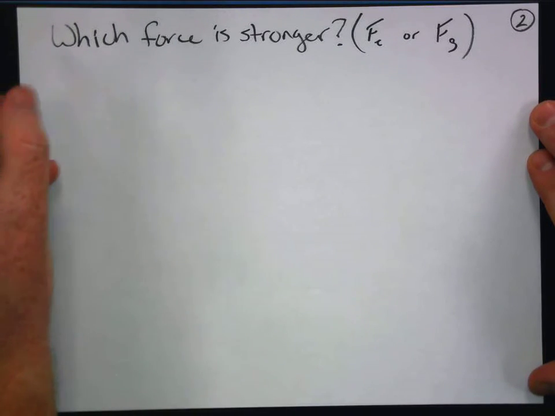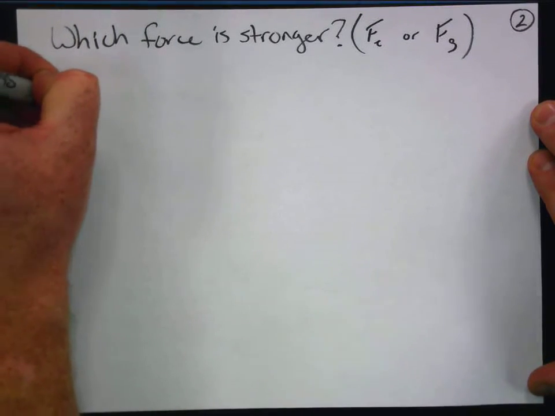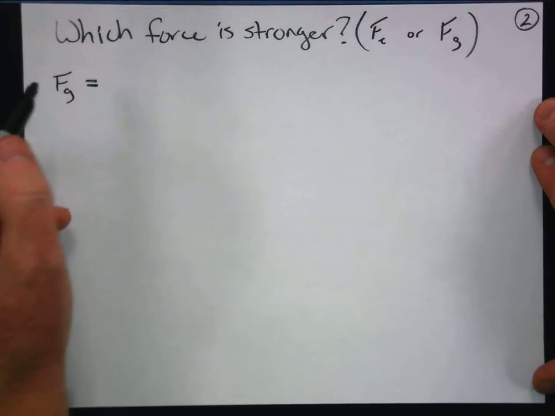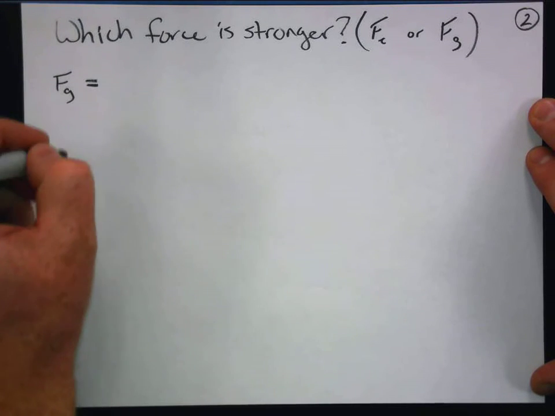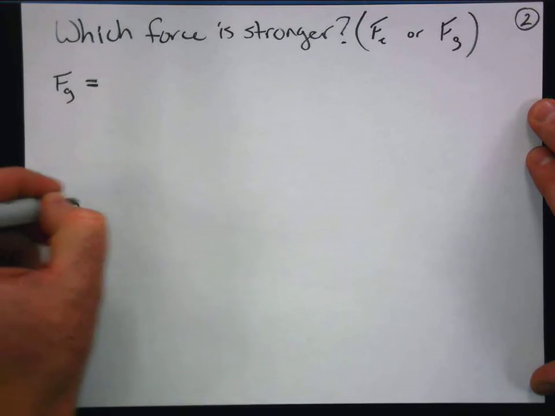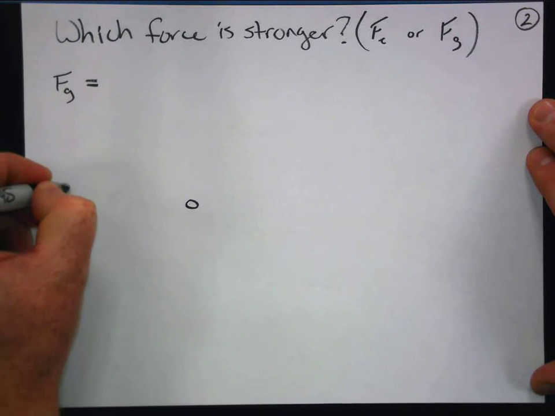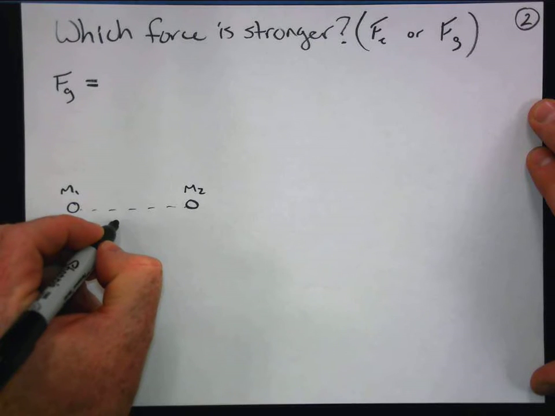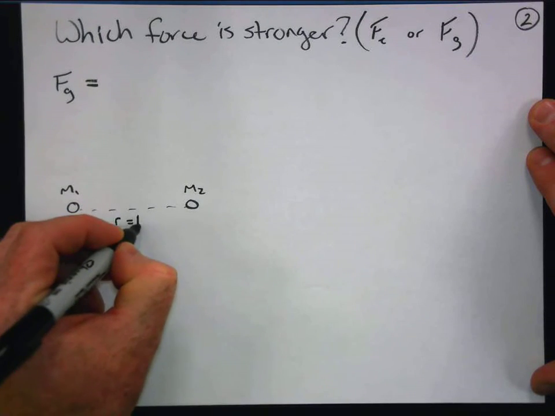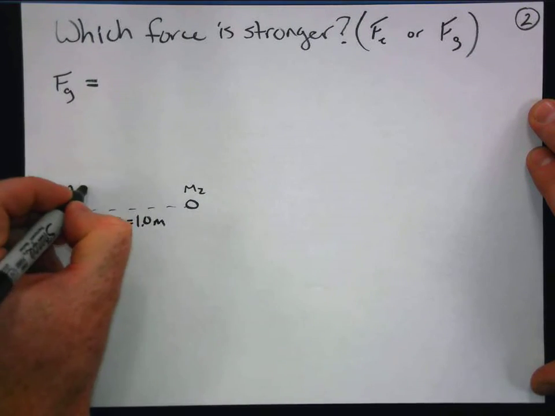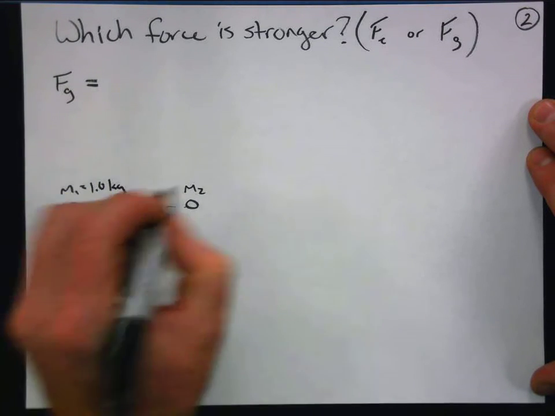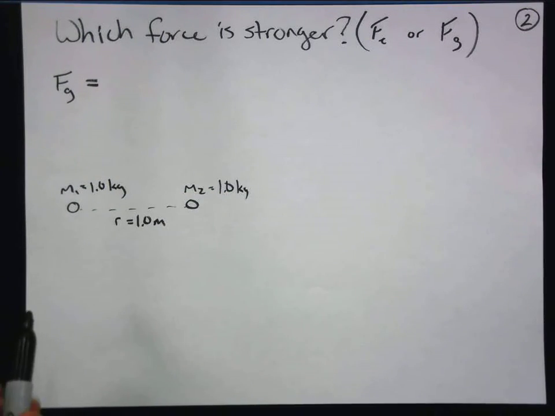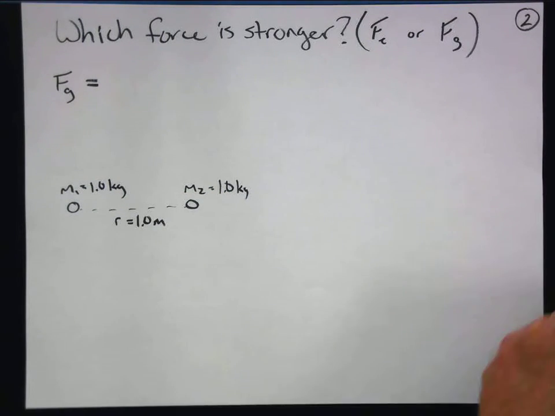So first, let's do the gravitational force between two masses. Each mass is 1 kilogram, and they're separated by 1 meter. So how do we work this out? I could show this by saying there's a mass there, M1, M2. The distance between them, r, is 1 meter. M1 is 1 kilogram. M2 is 1 kilogram. And we're going to look at the gravitational force that exists between them.